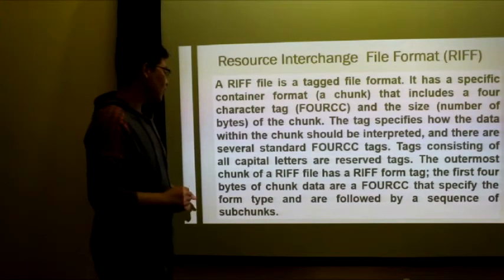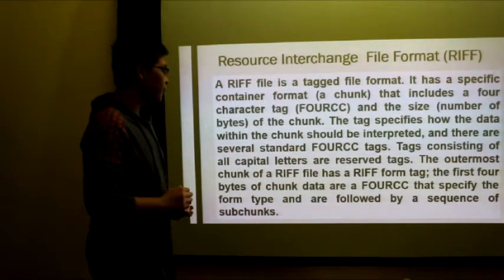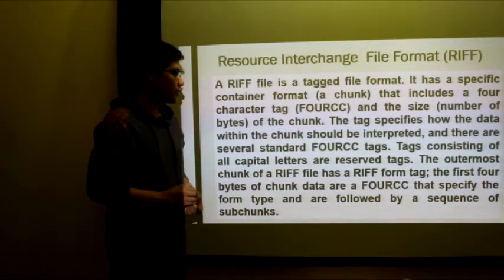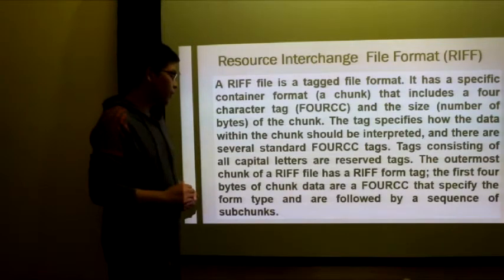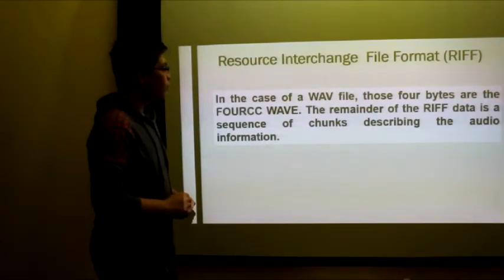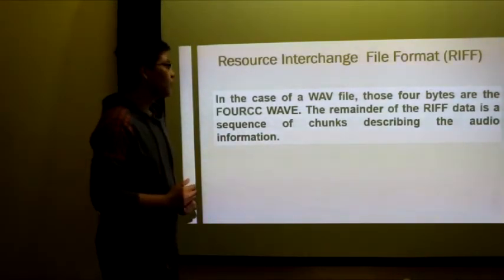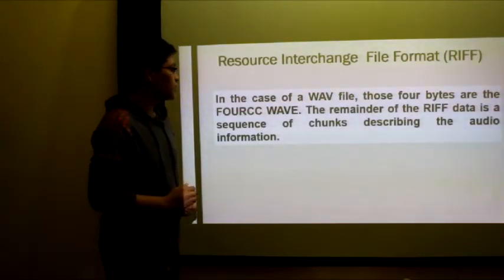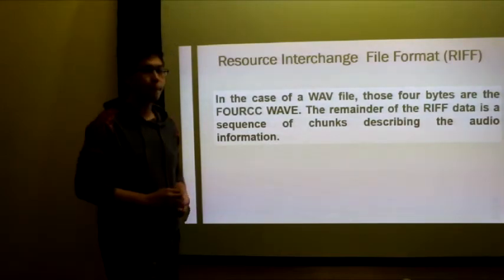The outermost chunk of a RIFF file has a RIFF form tag. The first 4 bytes of the chunk data are a 4CC that specify the form type and are followed by a sequence of subchunks. In the case of a WAV file, those 4 bytes are the 4CC WAVE. The remainder of the RIFF data is a sequence of chunks describing the audio information.